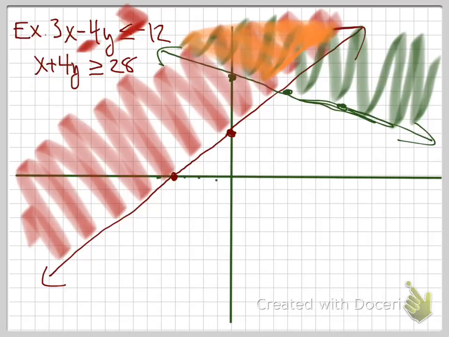You can do this again on the calculator. You would see both of them there, and I will show that to you all tomorrow.